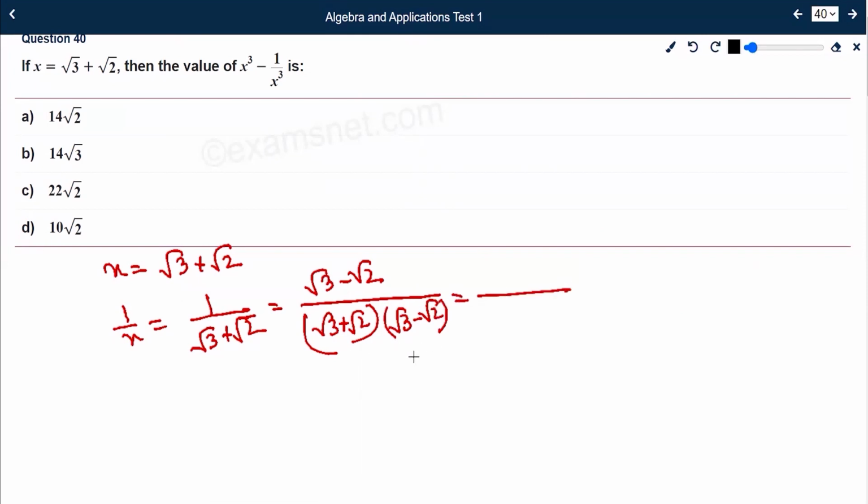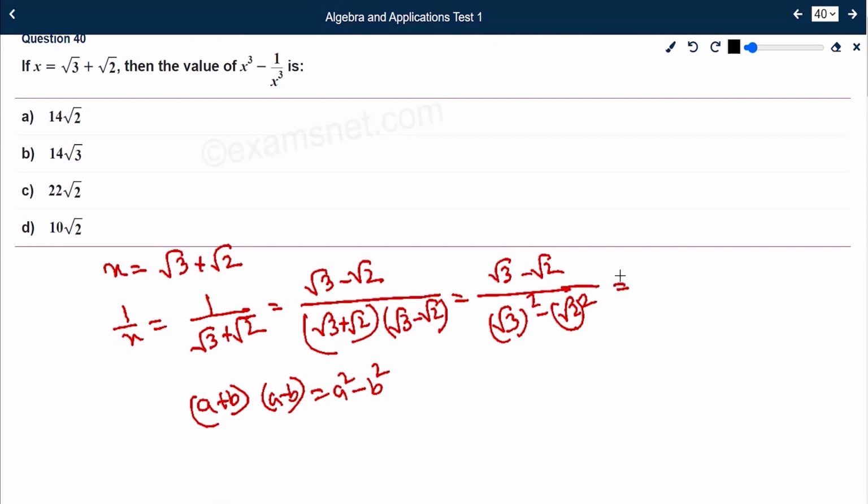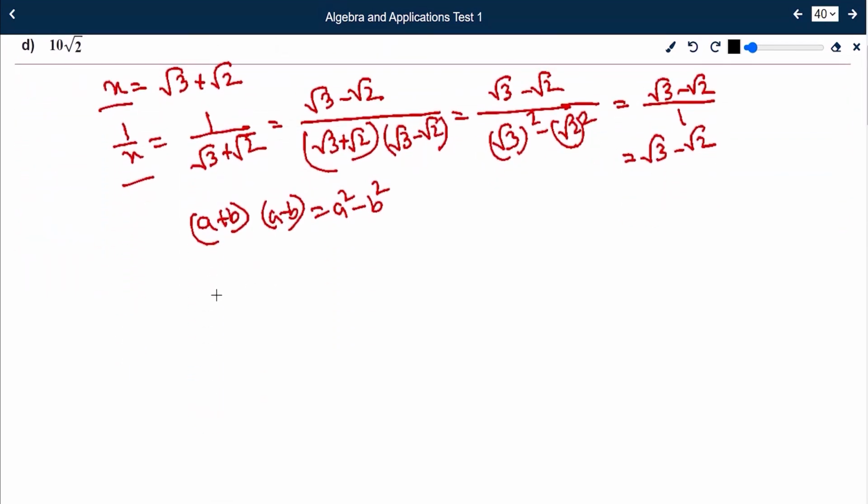Okay, so it's in the form of a plus b and a minus b, product of. That means it can be written as a square minus b square, correct? So yes, √3 minus √2 by 1 means √3 minus √2. So you got the value for 1 by x and x as well. Now, x cube minus 1 by x cube, right?